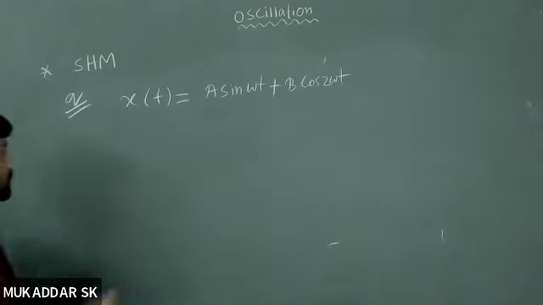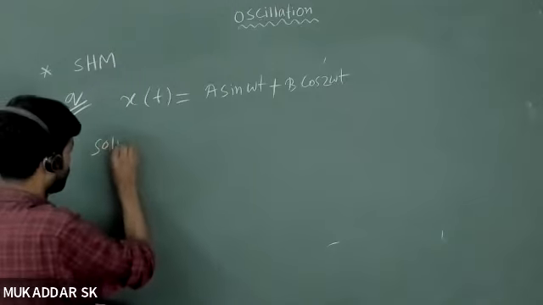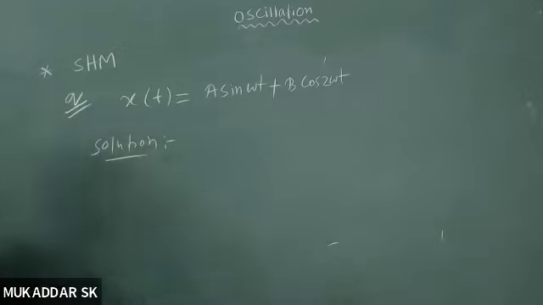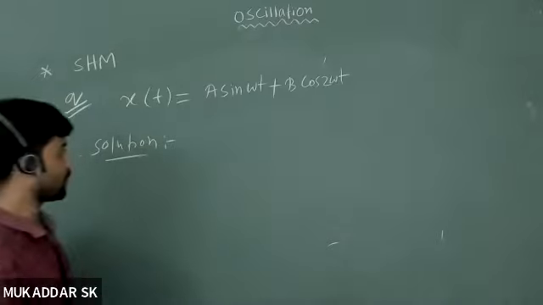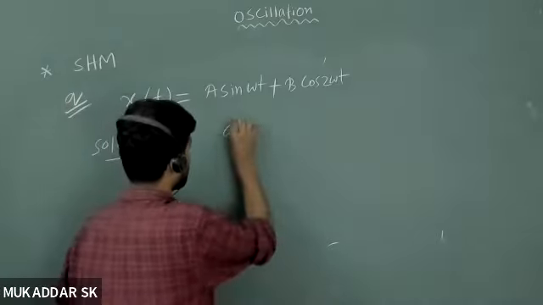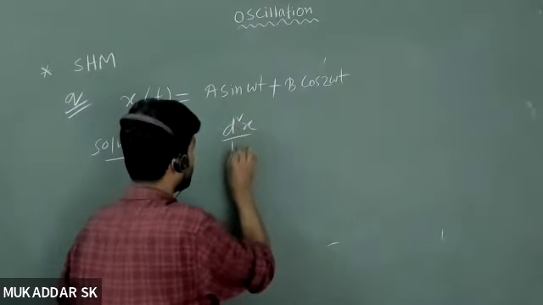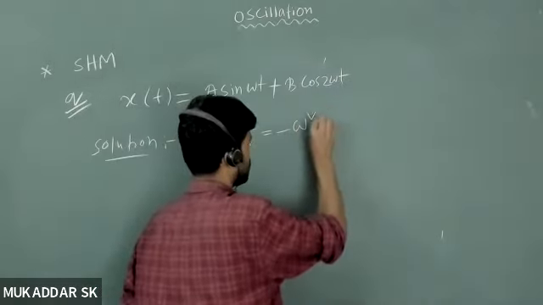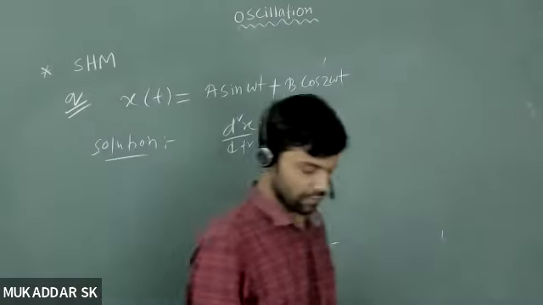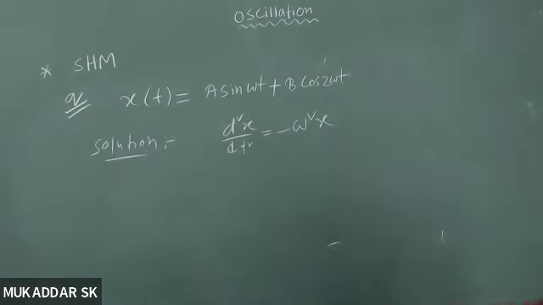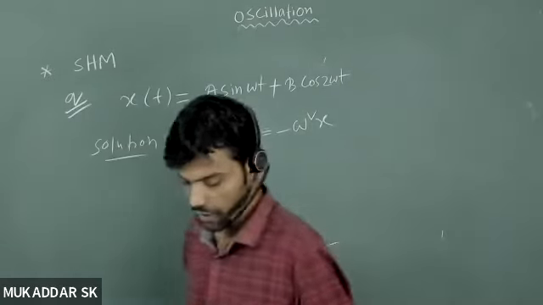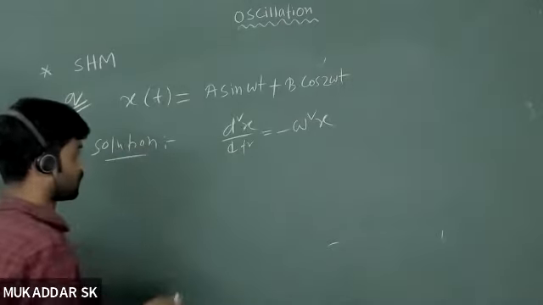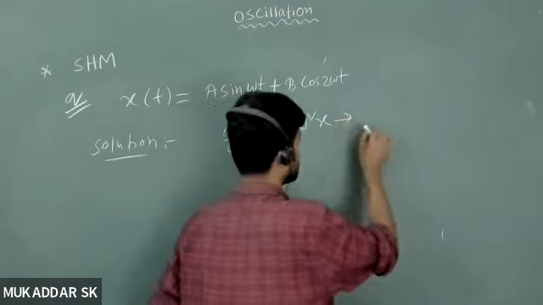So you know how we'll do this? Anyone? For simple harmonic motion, if you remember, del square x by del t square should be equal to minus omega square x. Can you please check whether this equation shows this kind of behavior? So this is the condition for simple harmonic motion, right?